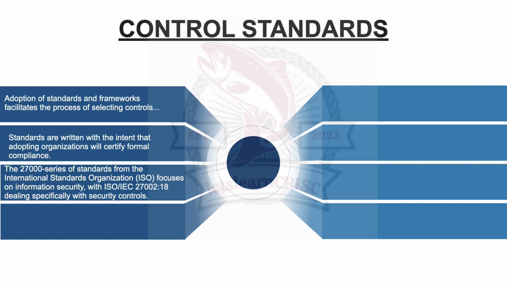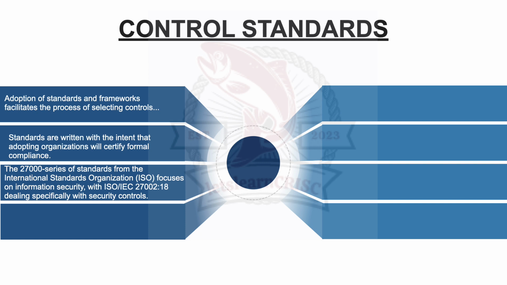Friends, consider a financial institution aiming to enhance its information security. So the organization decides to adopt ISO/IEC 27002:2018 to establish the security controls. This standard provides a comprehensive set of guidelines for implementing various security controls, ensuring that the organization addresses key aspects of information security such as access control, data protection, and incident response.